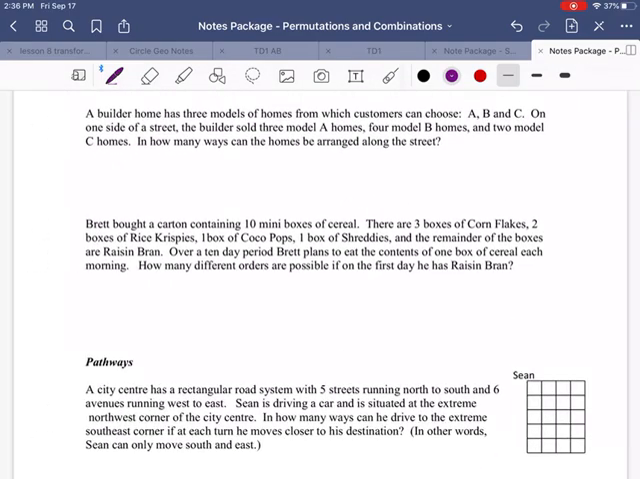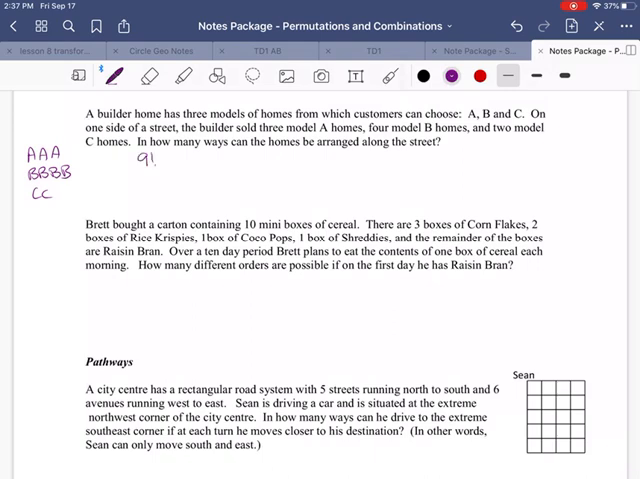All right. A home builder has 3 models of homes. They can choose A, B, or C. On one side of a street, the builder sold 3 Model A's, 4 Model B's, and 2 Model C's. How many ways can the homes be arranged along the street? So what do we actually have? We've got A, A, A, we've got B, B, B, and B, and then we've got C and C. So in total, there's 9 homes.